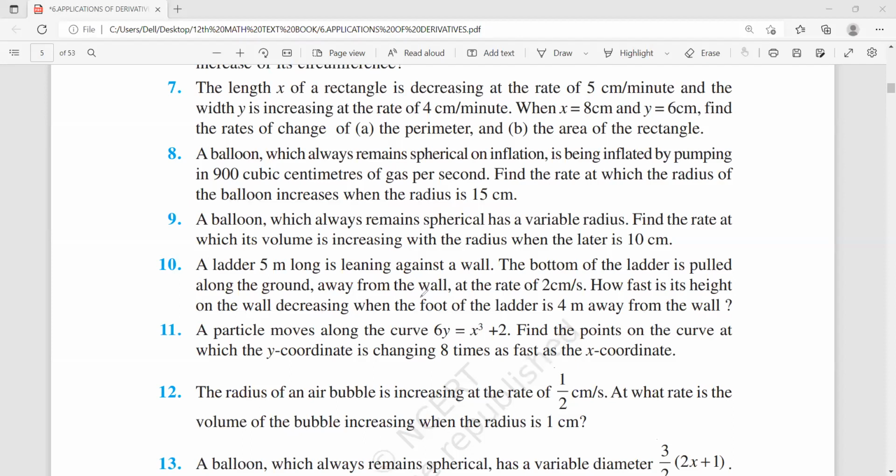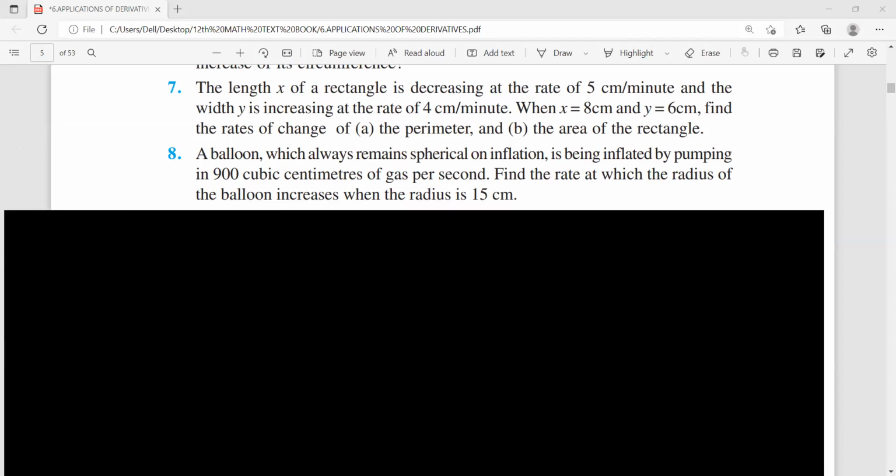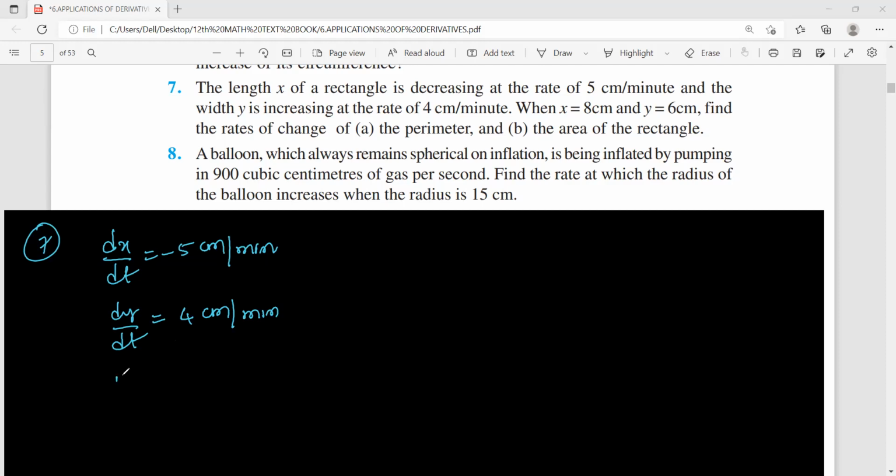Minus 5 centimeter. Good. dy by dt is equal to 4 centimeter per minute. You need to find the rate of change of perimeter. Let's say perimeter is P.